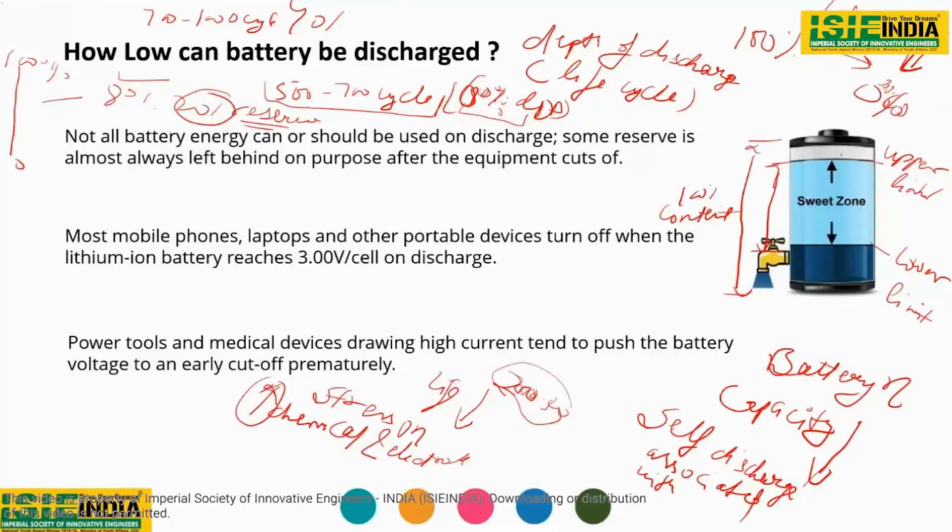So while charging, you should not charge above this upper limit, and while discharging, you should not go beyond this lower limit. That's why this is termed a sweet zone, because in this zone you are going to get larger life cycles, about 1,000 or 1,500 life cycles. What the manufacturer has claimed for the depth of discharge, you are going to get that many life cycles. Your cell is going to last long.